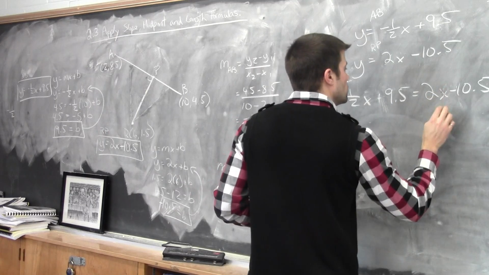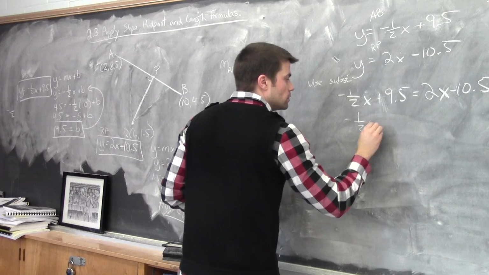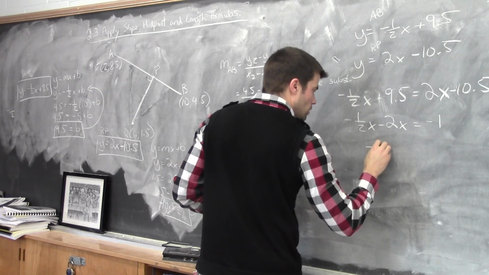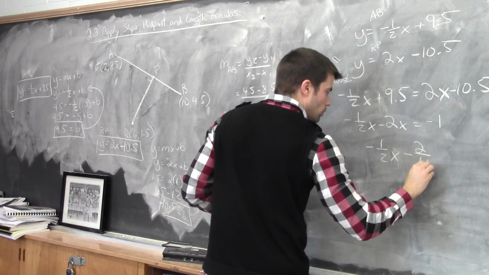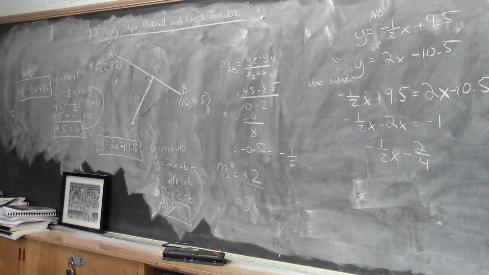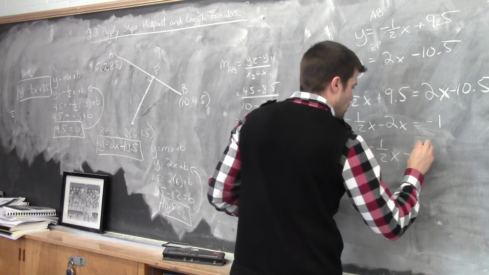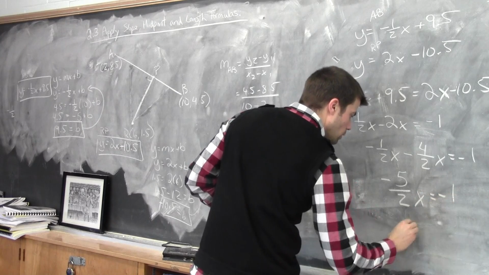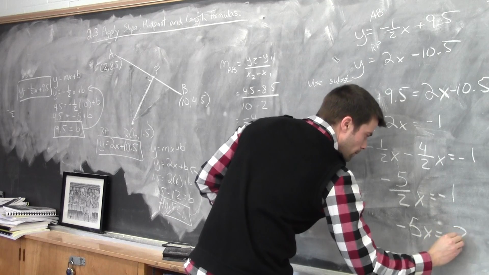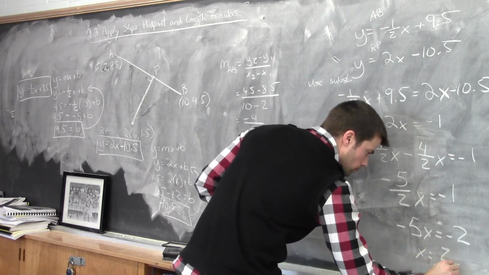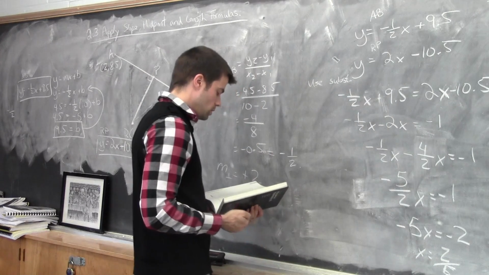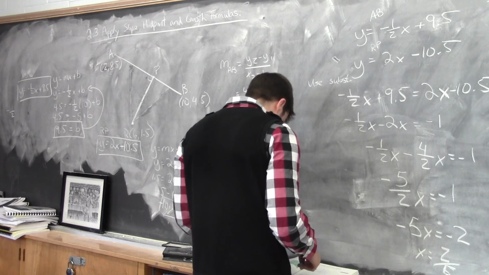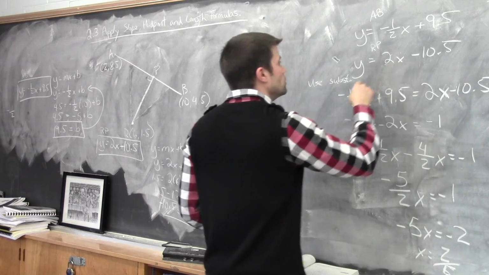Okay, now we can solve for x. Negative 1/2 x minus 2x is equal to negative 1. X is 2/5. You sub that back into either equation, so let's sub it into this one.